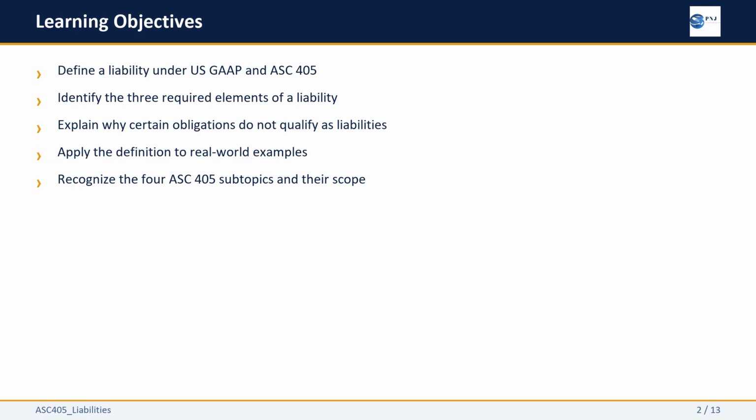By the end of this section, you will be able to define a liability precisely using the US GAAP framework. You will identify the three elements that must all be present for something to qualify. You will explain why future plans and executory contracts fall outside the definition. You will apply that definition to practical examples you encounter on the job. And you will recognize what each of the four ASC 405 subtopics covers.